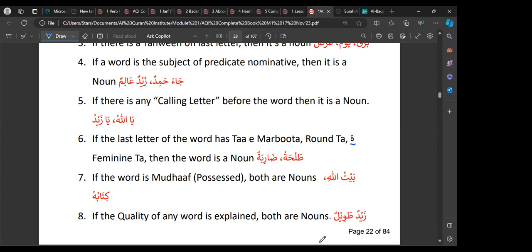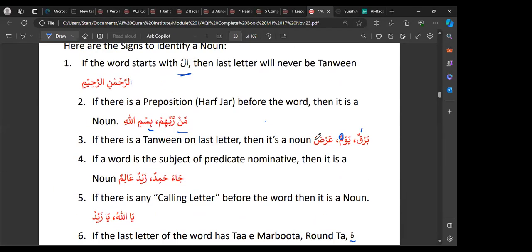And then lastly, 8, if the quality of any word is explained, both are nouns. So it's kind of like a special case, similar to mudaf mudaf ilayh, it's sifat mawsuf, Zaydun tawilun. So Zayd is the name of something, and if Zayd is described, it has a description or a sifat with it, then both of them are nouns. And that's it for nouns.